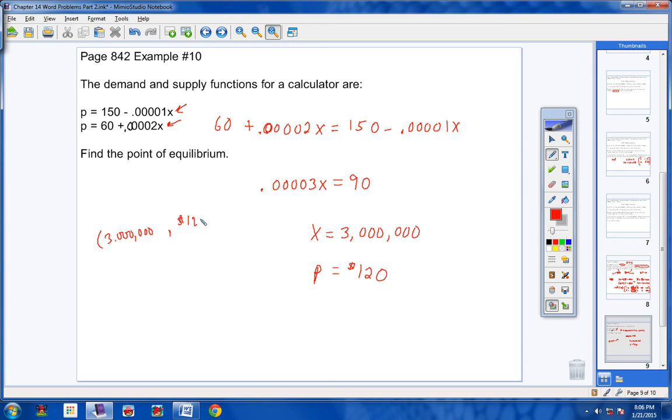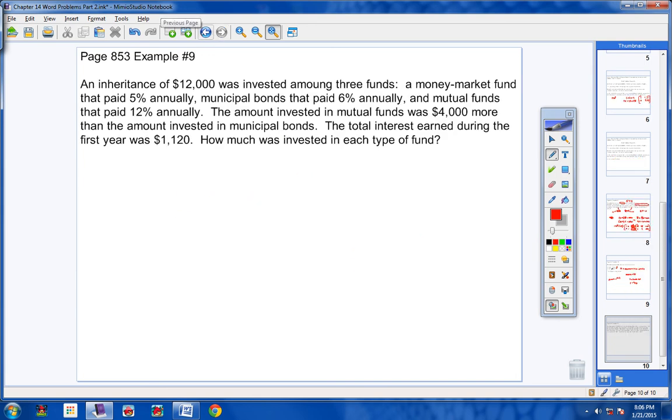So you could also write your answer like an ordered pair: (3,120,000). So the point of equilibrium is you're finding an x value that gives you out the same p, or whatever the variables might be. You're trying to find an ordered pair that satisfies both equations, and that's called the point of equilibrium. Okay, one more problem. Now I'm going to turn you loose on your homework because I really want you working on your homework and practicing.